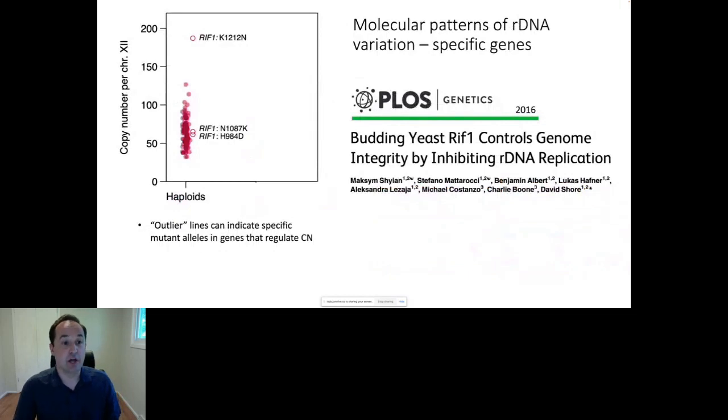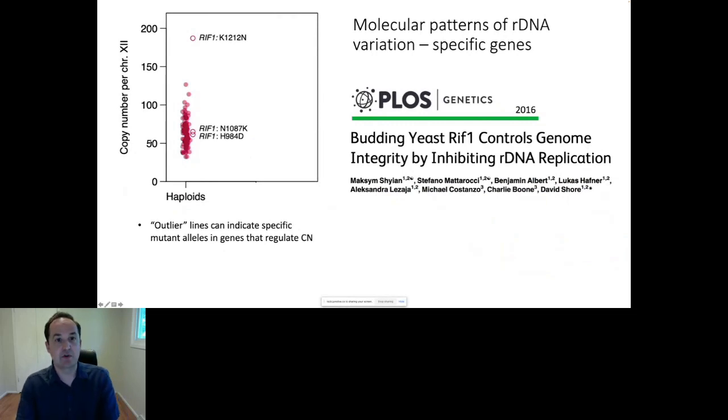We see some outlier strains that we can study further. So this very high haploid line has a mutation in RIF1. RIF1 is a gene that controls genome integrity by inhibiting rDNA replication. So it makes sense that a mutation in this gene could cause high copy number. But interestingly, 2 other strains with typical copy number also have non-synonymous mutations in RIF1.